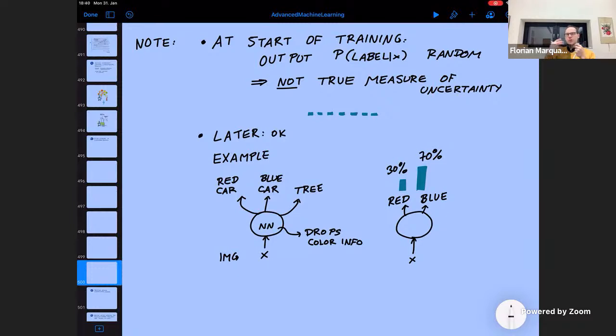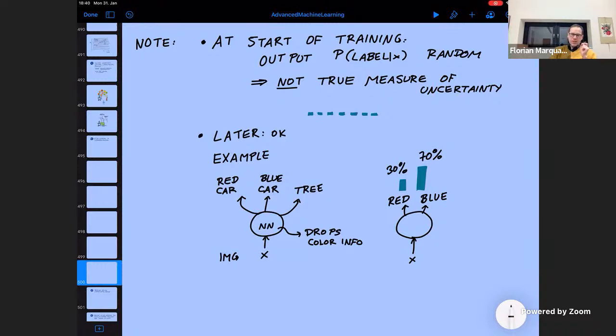The network outputs just a number, but there's no way you can interpret this number in terms of an uncertainty, so different from the classification task. We will see later what can be done there, in particular using Bayes ansatz, but that will come a little bit later.